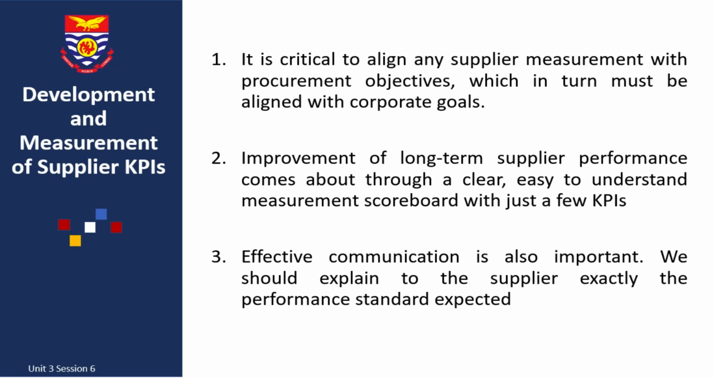Effective communication is also important in developing and measuring supplier KPIs. We should explain to the supplier exactly what performance standards are expected. If possible, we should develop individual requirements for each supplier rather than using more general criteria. This is because we don't assign the same importance to all our suppliers, right? Some suppliers are supplying us with our critical items, some supply bottleneck items, some supply non-critical, non-routine items. So we can't just establish some general KPIs and expect to use that criteria on all our suppliers.